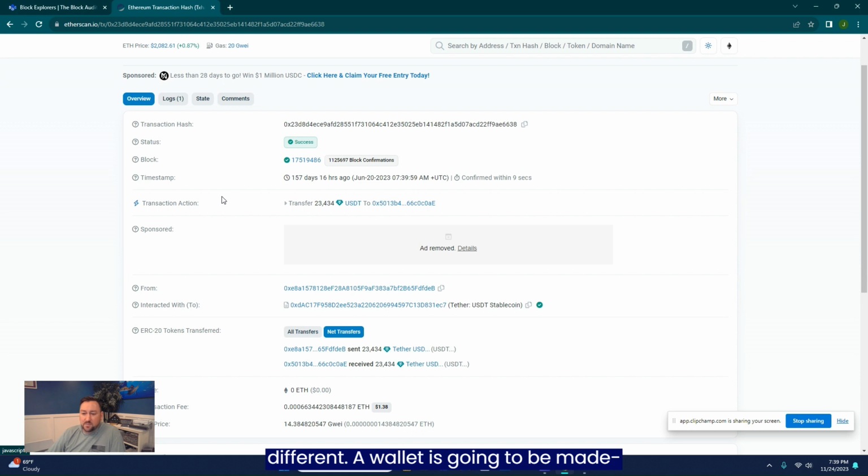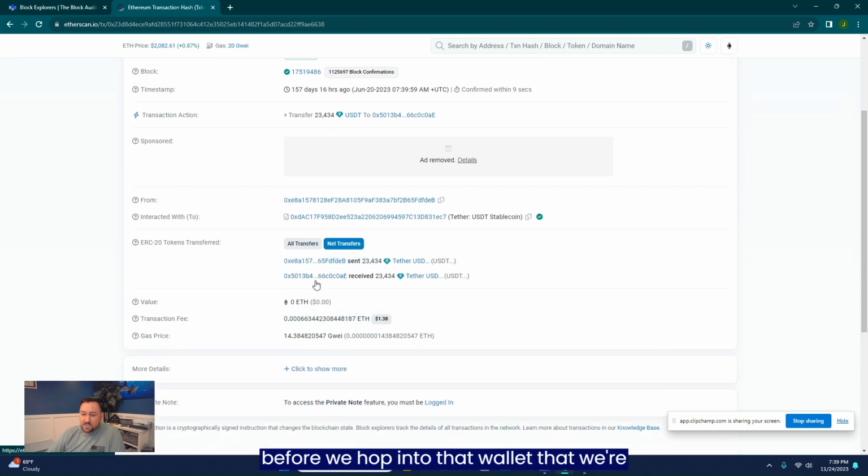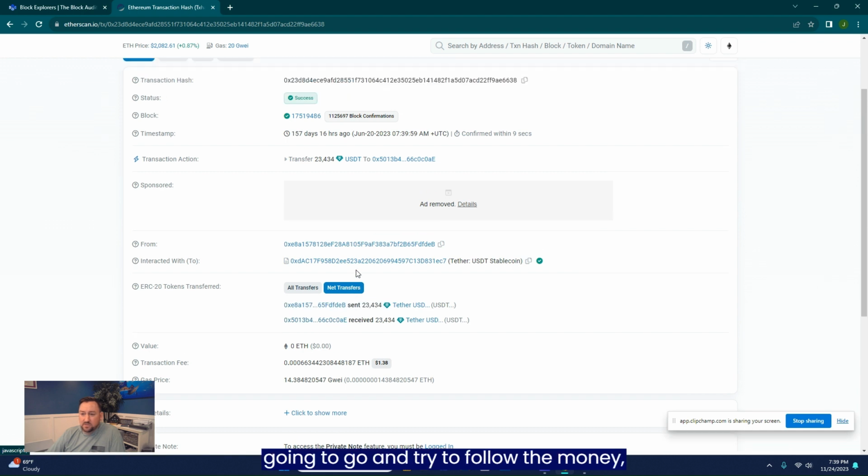A wallet is going to be made up of multiple transactions over the history of that wallet, whereas when we're in the transaction page, we're only talking about this one specific transaction. So before we hop into that wallet that we're going to try to follow the money to, we just want to take note of the date timestamp.